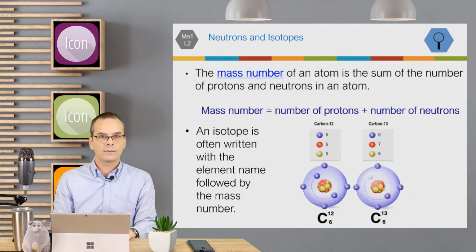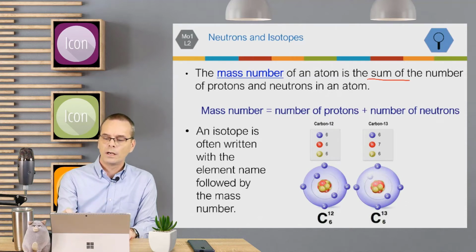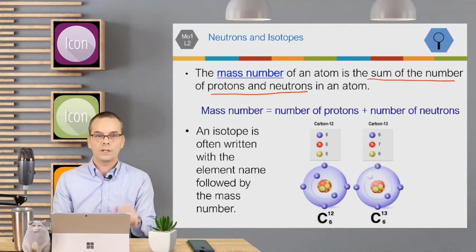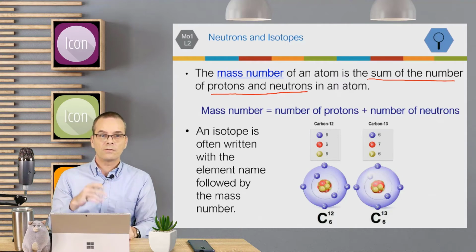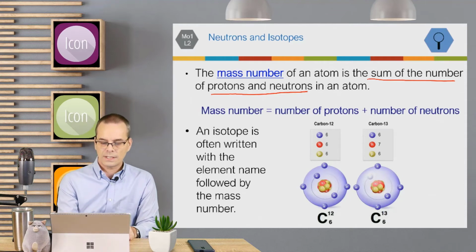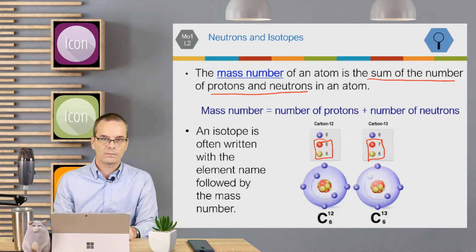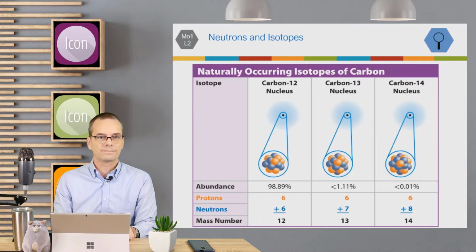Different numbers of neutrons. The mass number of an atom is the sum of the number of protons and neutrons. All right, so mass number is equal to number of protons plus number of neutrons. An isotope is often written with the element name followed by that mass number. So for example, see carbon-12, you can see it has 6 and 6. Carbon-13 has 7 neutrons and 6 protons. So they just use that mass number to name these different isotopes.